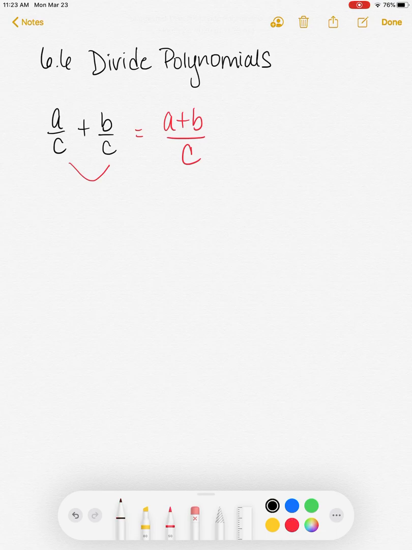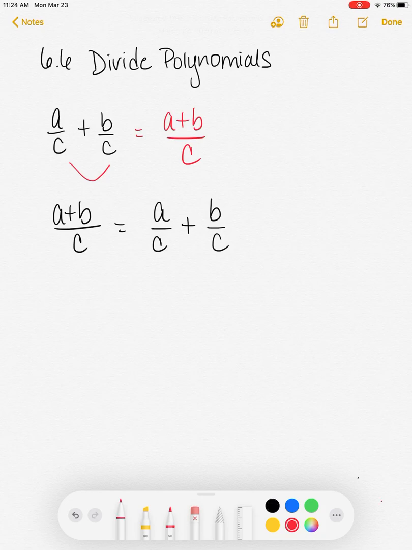Well, the same is true if we want to split them apart. So say we started out with a binomial on the numerator here. We can break this apart as long as we keep the denominator intact. We can divide it into separate terms. So let's see what that looks like in algebra.